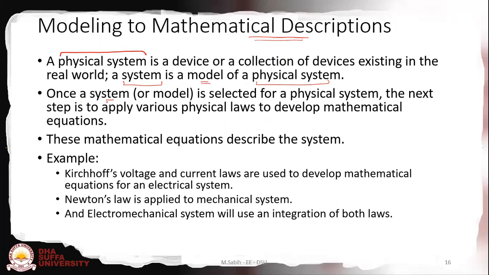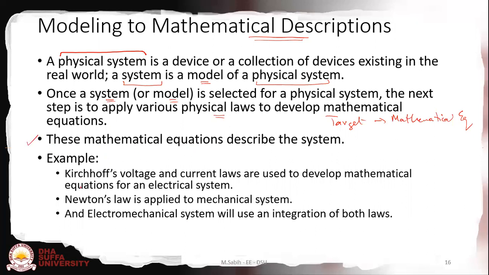Once a system or the model is selected for a physical system, which is a subset of a physical system, it may have different models or different systems, right? So when we select, the next step is to apply the various physical laws to develop the mathematical equation. This is our target, to develop the mathematical equation. These mathematical equations will help us to describe the system.